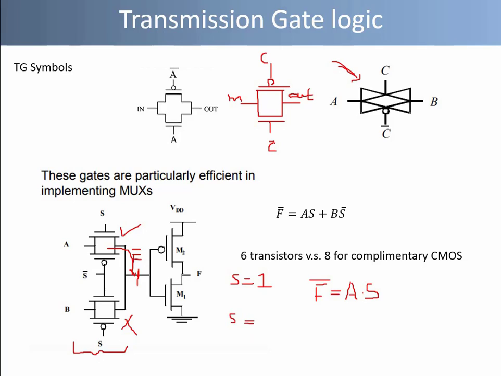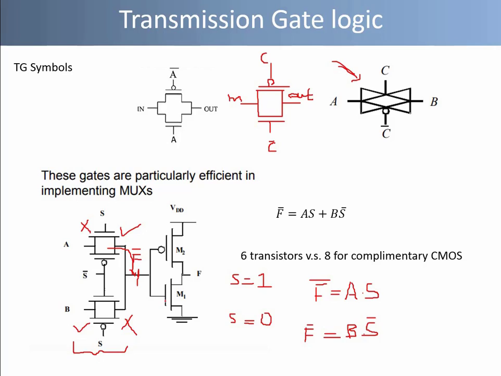When S is equal to 0, the upper transmission gate is turned off and the lower transmission gate is turned on. As a result, B is copied to F complement. So we can write F complement is equal to B when S is false, or in Boolean form F complement is equal to B and S complement.